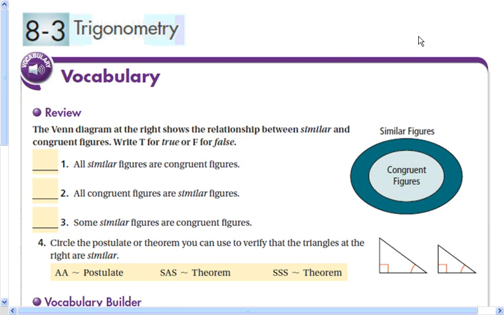All right, this is lesson 8.3. We're going to learn how to use the sine, cosine, and tangent ratios to determine side lengths and angle measures in right triangles. So go ahead and do this quick review. Check back with your answers. Pause here now if you want to try.